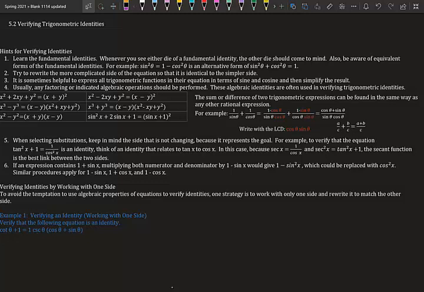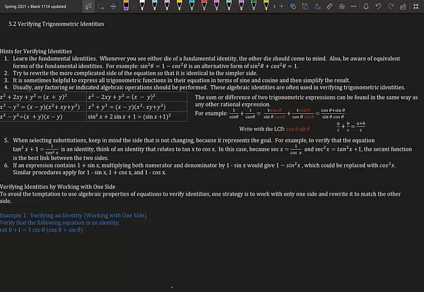So hints for verifying identities. So remember, verifying means make sure it's true, make sure it's equal. Learn the fundamental identities. Whenever you see either side of a fundamental identity, the other side should come to mind. Also, be aware of equivalent forms of the fundamental identities. For example, sine squared theta equals 1 minus cosine squared theta is an alternate form of sine squared theta plus cosine squared theta equals 1. Remember, we've talked about that.